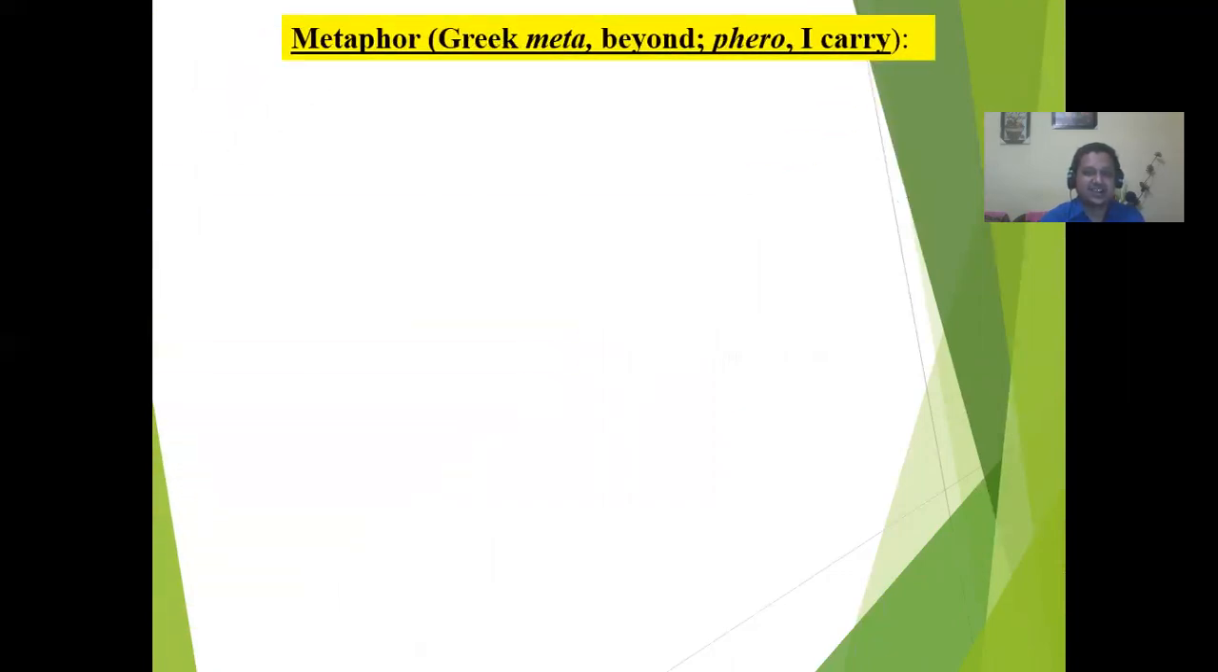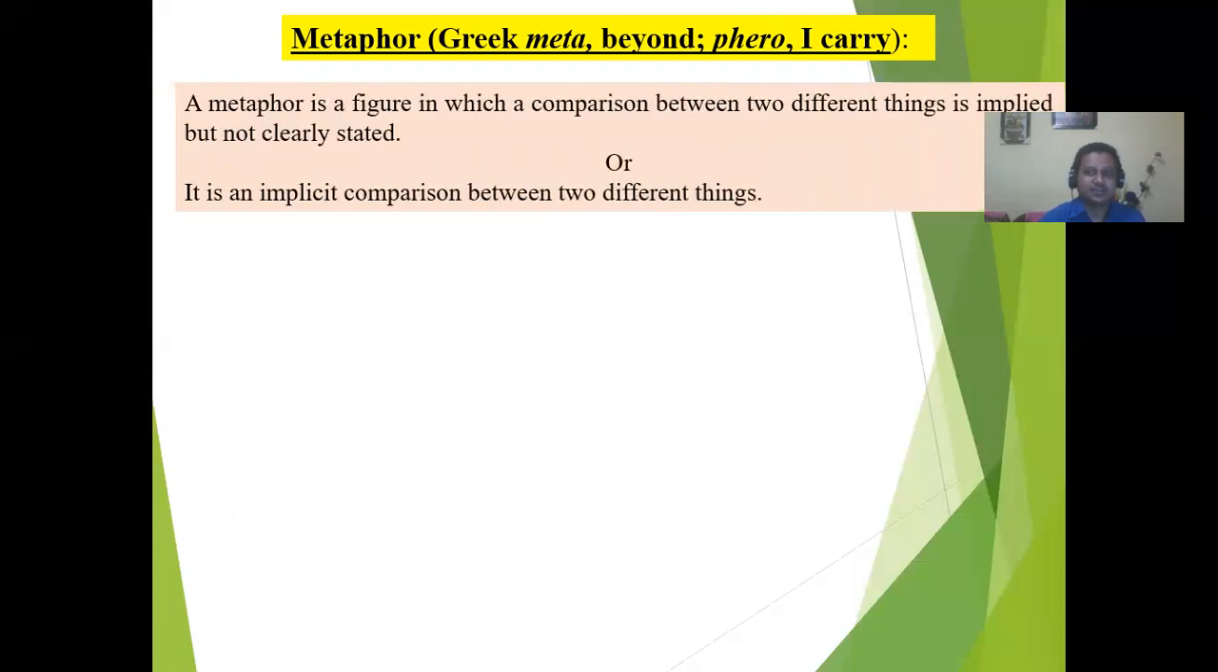Our next literary term is metaphor. Metaphor comes from two Greek words, meta and phero. Meta means beyond, phero means I carry. Beyond, I carry. Okay. So the definition is, a metaphor is a figure in which a comparison between two different things is implied but not clearly stated, or it is an implicit comparison between two different things.